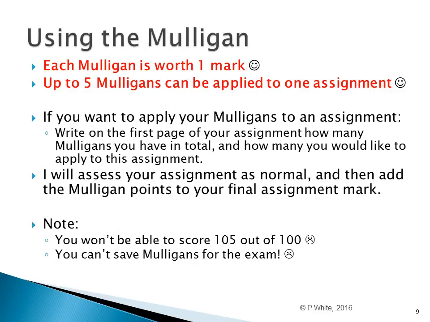So each mulligan is worth 1 mark, and up to 5 mulligans can be applied to a particular assignment. That means you can gain 5 marks on that assignment. If you want to apply your mulligans to your assignments, what you need to do is on the front page of your assignment say, I've got, for example, 10 mulligans and I want to put 5 of them against this assignment. I will then assess your assignment as normal and then add any mulligan points to your final mark.